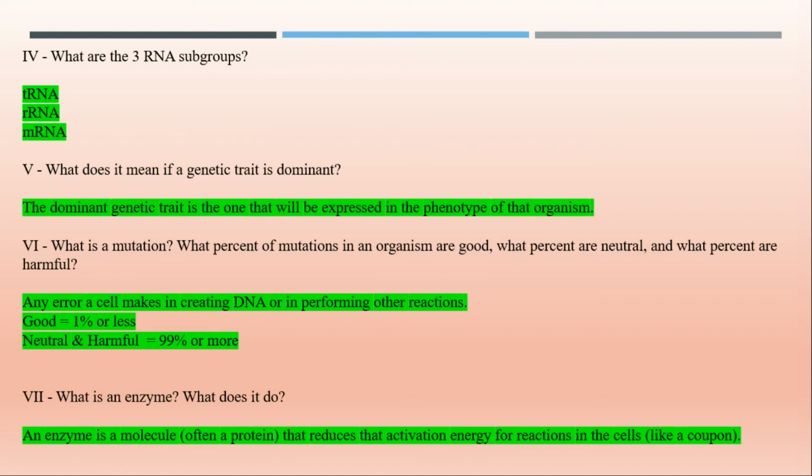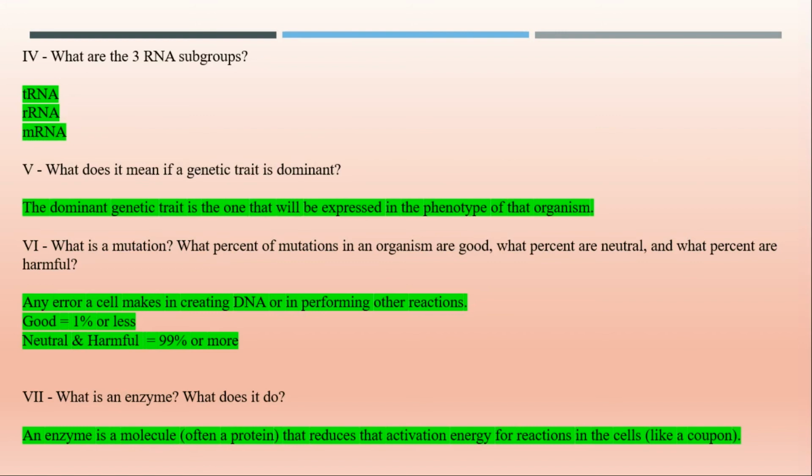So mutations. A mutation is any error that a cell makes when it's making more DNA or dividing or doing some other reaction. Most of those mutations are not good. 1% or less of all mutations are beneficial to the organism. 1% or less help the organism to be better fit for its environment. The rest are either neutral, and most of them are going to be harmful. A lot of mutations just end up killing cells, especially if it's a single-celled organism.